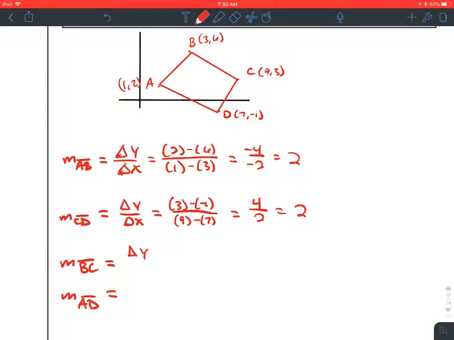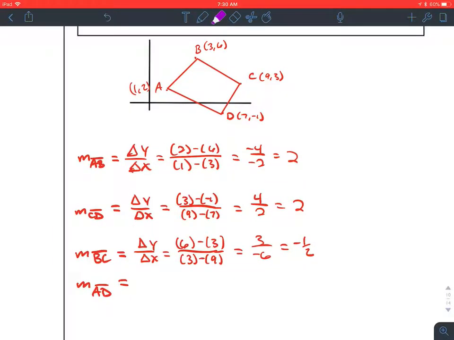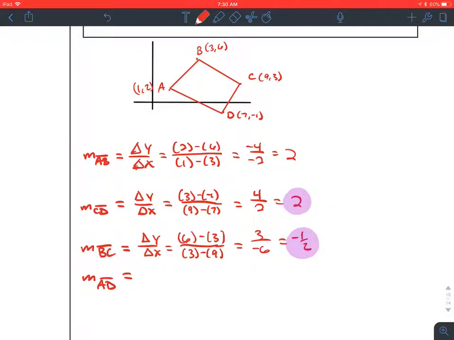Now let's find the slope of BC. Get the change in y over the change in x. So we got 6 minus 3 for the y values. Got 3 minus 9 for the x values. 6 minus 3 is 3. 3 minus 9 is negative 6. That reduces to negative 1/2. Now we expect that because this slope and this slope should be perpendicular to each other. To do that, you have to be negative reciprocals. If I reciprocate 2, I get 1/2. If I change the sign, I get negative 1/2. So far it's looking like this is going to be a rectangle.